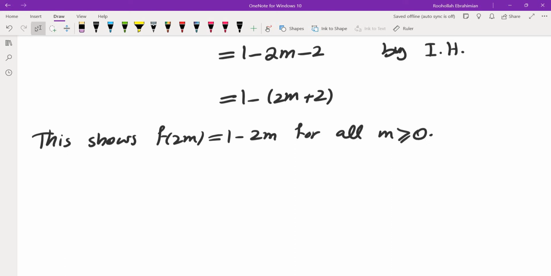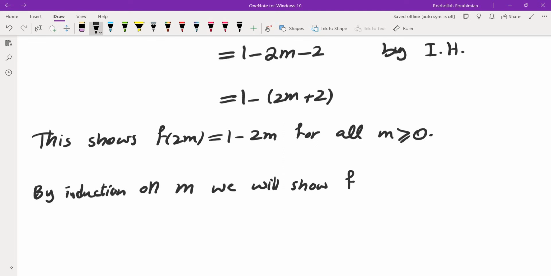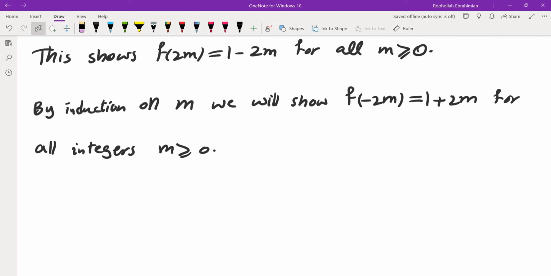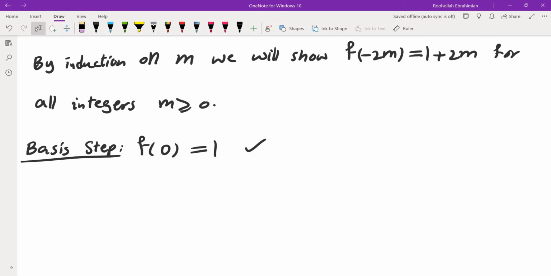Then we will show by induction that f of negative 2m is also 1 plus 2m. So now by induction on m, we will show f of negative 2m is 1 plus 2m for all integers m greater than or equal to 0. Again, basis step is obvious. f of 0 is 1. That's given. So inductive step.